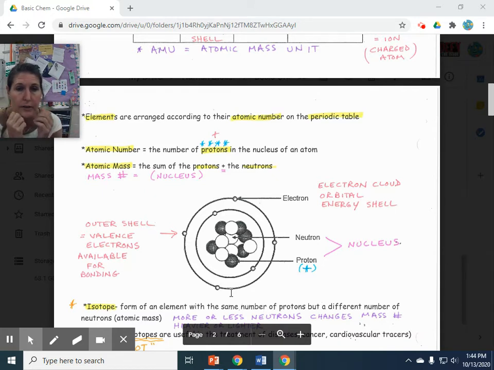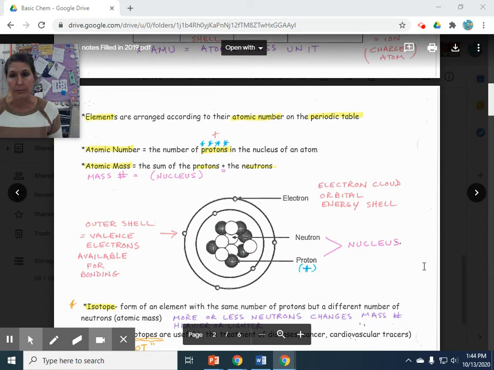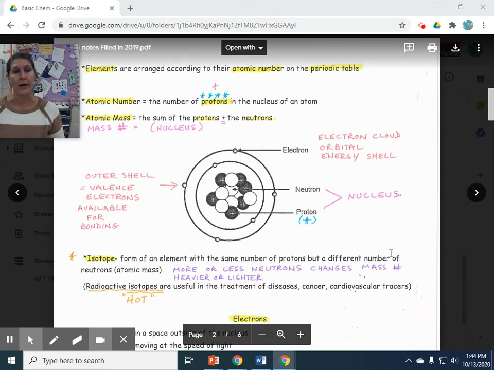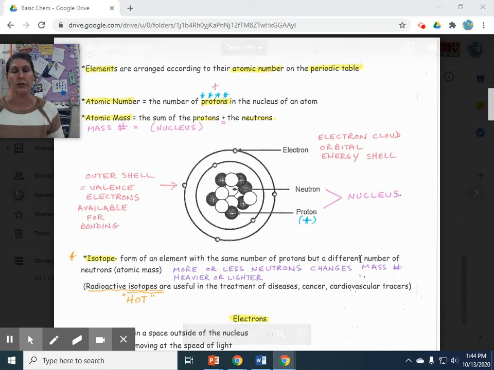So I put 2 in the first. Here you can see that I have 4 in the next one. It can hold 8, and I only have 4. That means this element we're looking at here is unstable. It wants to find 4 more electrons or give away these 4 electrons so that we can stabilize it and have a full outer ring. Once again, those valence electrons, I only have 4 there.